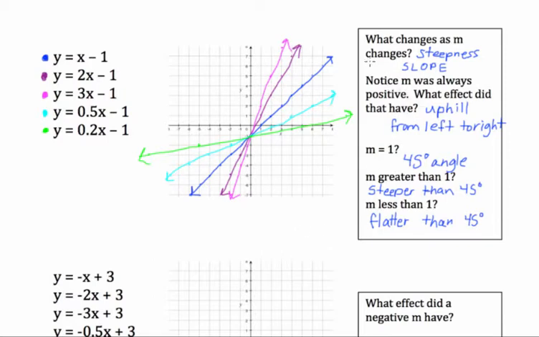One thing that I didn't talk about over here is what about that b number? What stays the same in all of my lines? Well, the y-intercept. It crosses the y-axis at -1, all of these lines. Okay? What changes as the m number changes? The steepness, or in math we call that the slope.